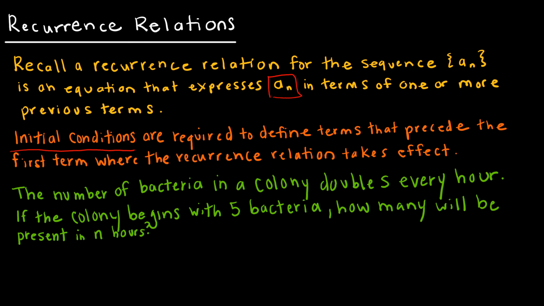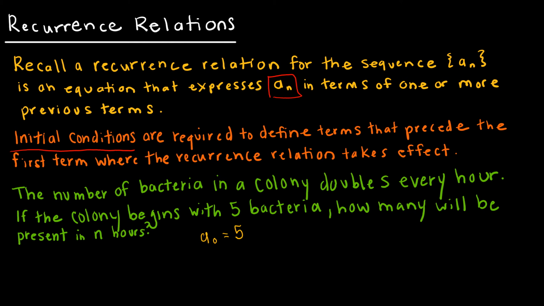So for instance, we have the number of bacteria in a colony doubles every hour. If the colony begins with 5 bacteria, how many will be present in n hours? So what we want to do is essentially just write this as a recurrence relation. So when I write it as a recurrence relation, I'm going to start with a sub 0, which means what are we starting with? When I start at time 0, before the first hour passes, how many bacteria are there? And that is 5 bacteria.